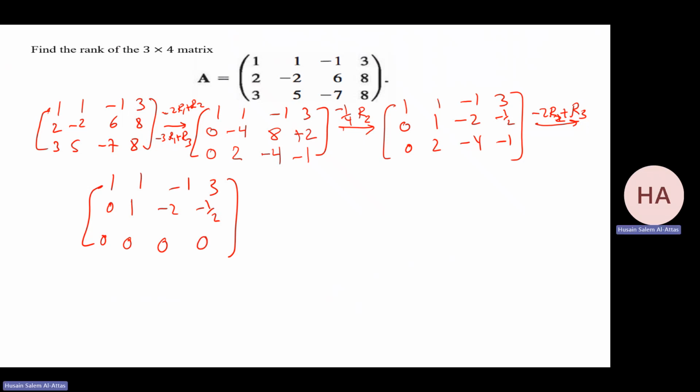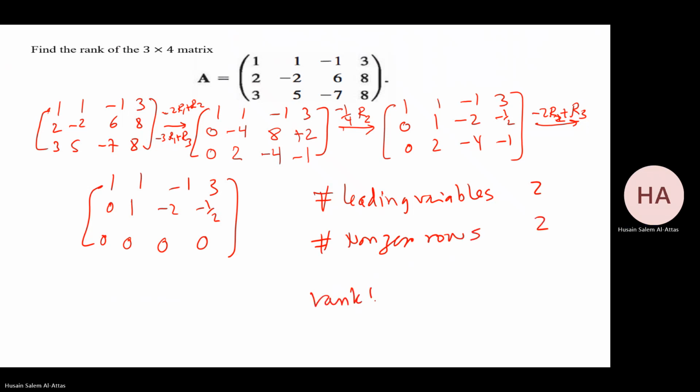So very clear. What are the number of non-zero rows? Very clear, they are 2. The number of leading variables, also they are 2. So the rank of the matrix, we can say number of leading variables, 2. And the number of non-zero rows, one of them is enough, 2. So the rank of A is 2. Just I need the rank of A. That's what we're looking for.